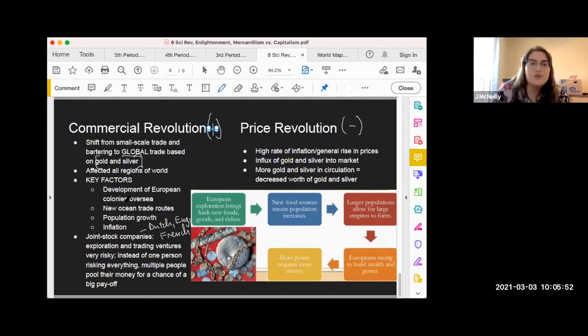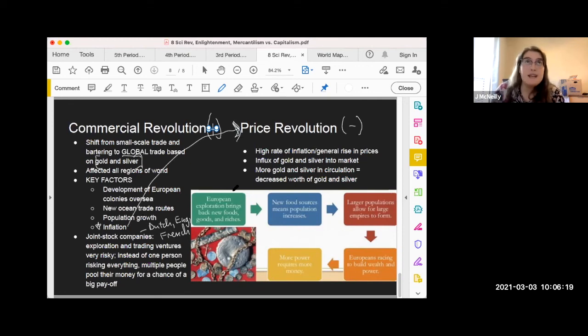In addition to wealth coming from the New World and the Columbian Exchange, you also have food goods coming from the New World, like the potato, which is going to cause a population rise in Europe, or cassava, which is going to lead to population growth in Africa. But one of the negatives that occurs from the commercial revolution is inflation. That is the price revolution.